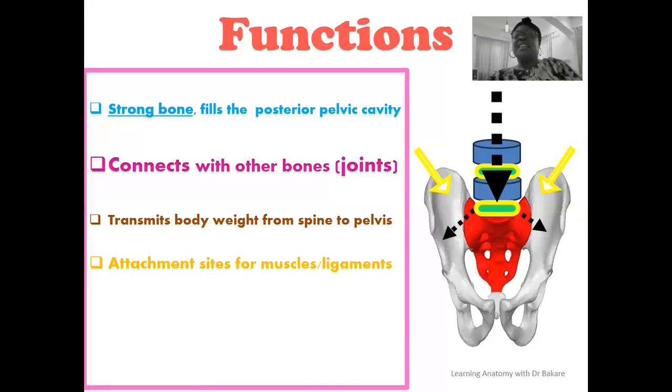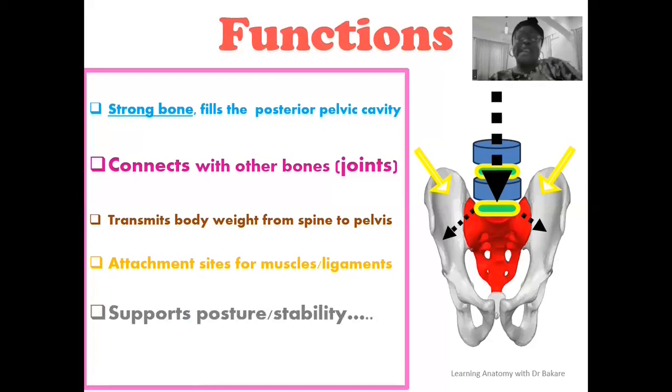So this is what happens in terms of weight transmission from the upper part of the body to the lower part of the body. It's also seen to create attachment sites for muscles and also ligaments. As we go through this lecture, we would see the specific regions of the sacrum that are created for muscular and ligamentous attachments. And finally, the sacrum is seen to support body posture and also help to maintain stability, especially during sitting posture. The sacrum plays a great role in this process.